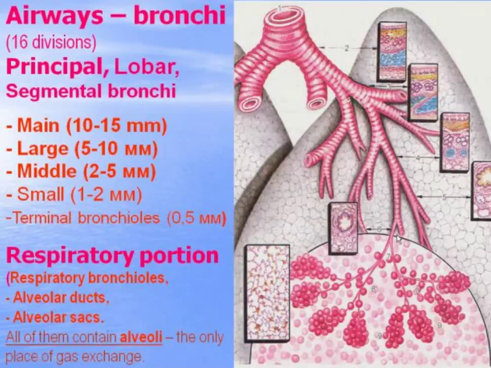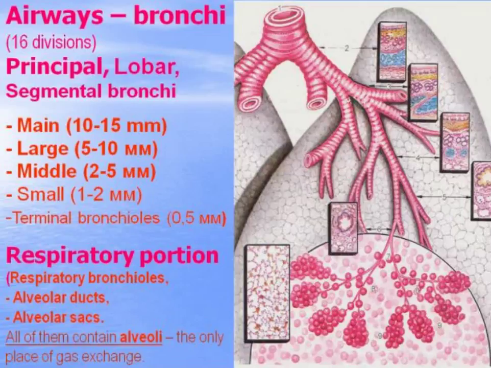And after that the respiratory portion starts. It consists of respiratory bronchioles, alveolar ducts, and alveolar sacs, and everywhere there are vesicles, semivesicles, alveoli. Only in alveoli does the gas exchange between blood and inspired air take place.